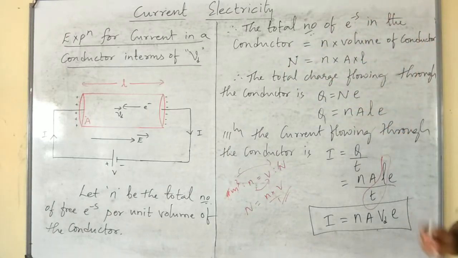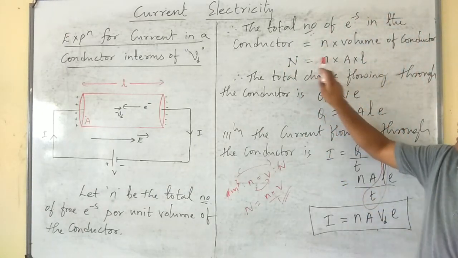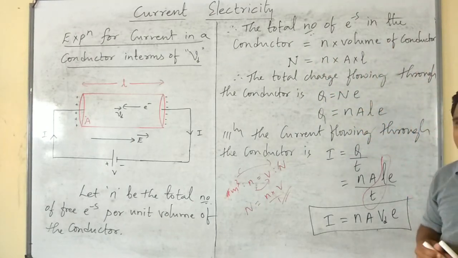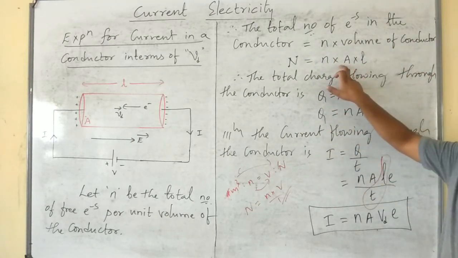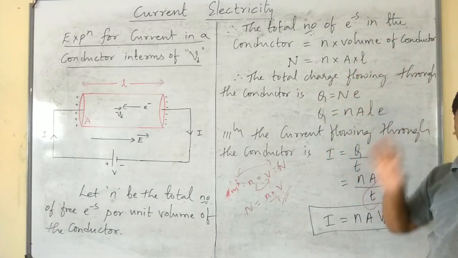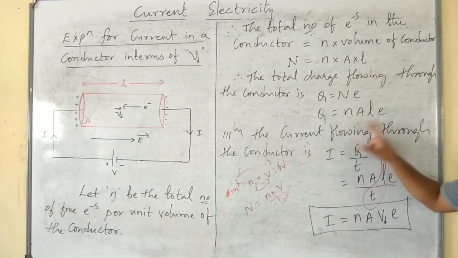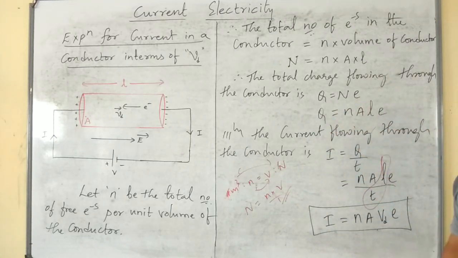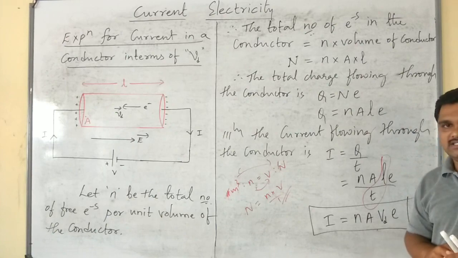The total number of free electrons in the conductor is given by N is equal to n into the volume of the conductor. Volume of the conductor is given by area into length. Therefore, the total charge flowing through the conductor is given by Q is equal to n A L e. Similarly, the total current flowing through the conductor is given by I is equal to Q by t. On solving, we get I is equal to n A v_d e. Here, length divided by time gives us the concept of drift velocity. For this you get 5 marks.